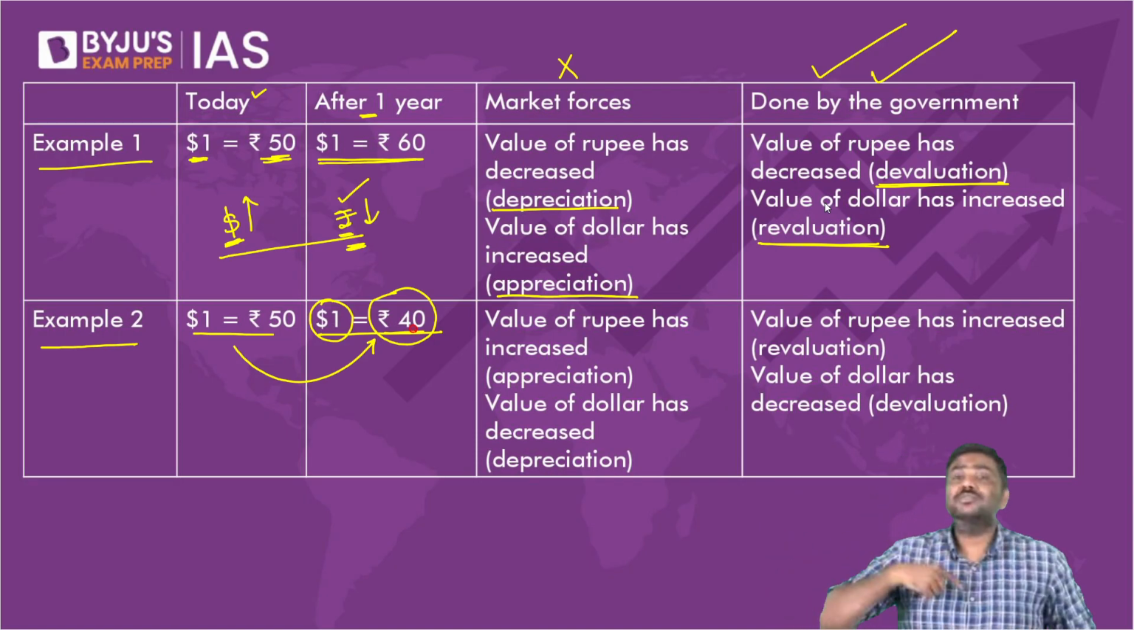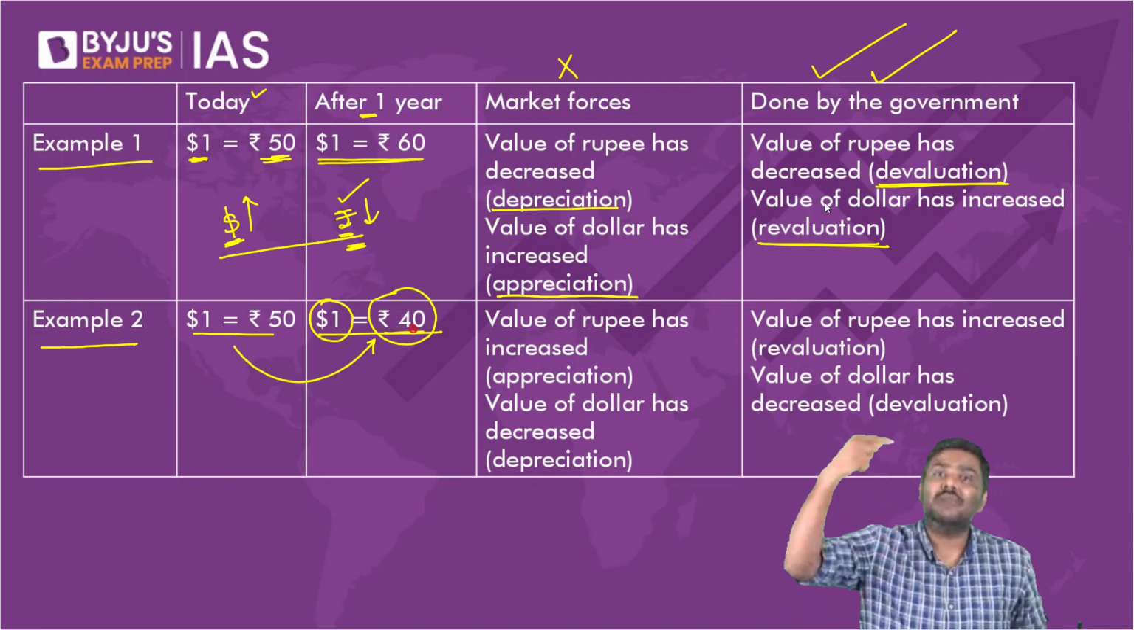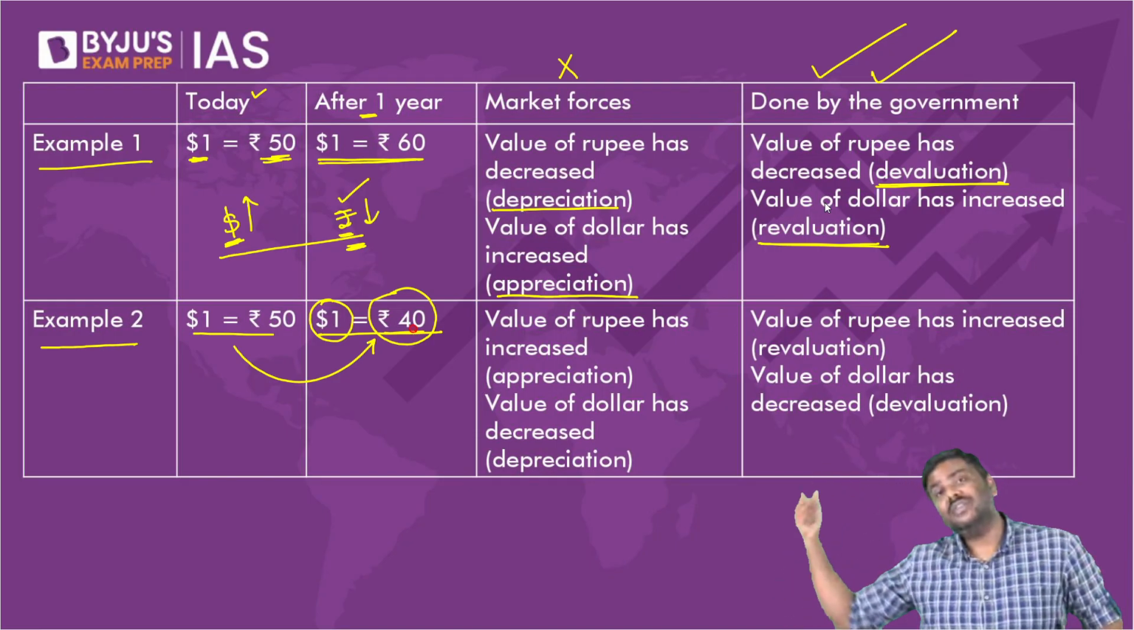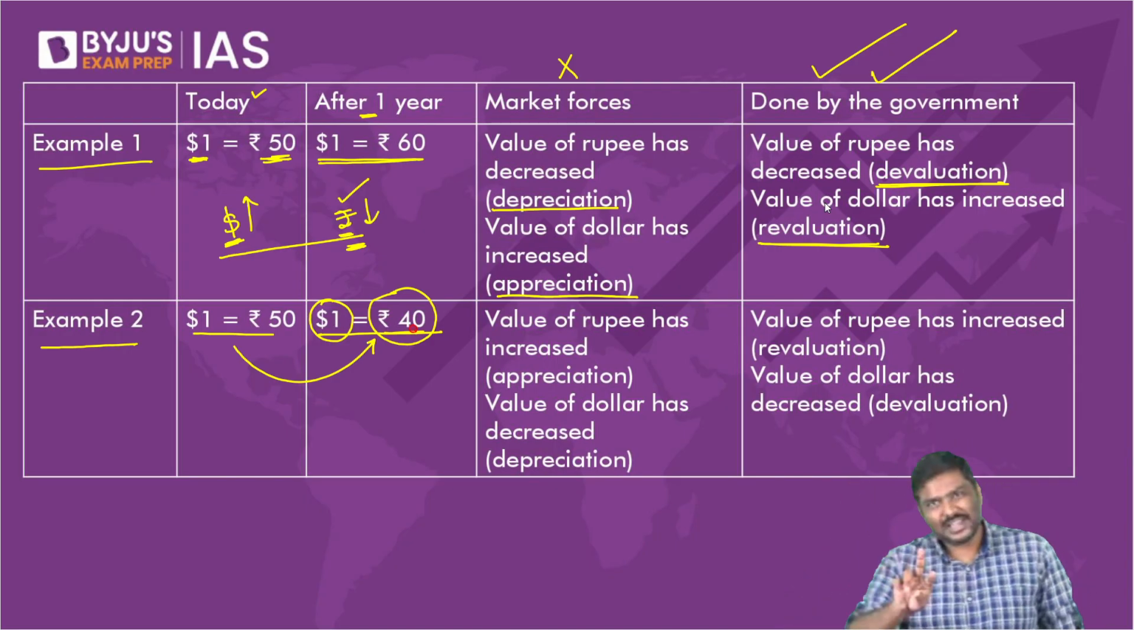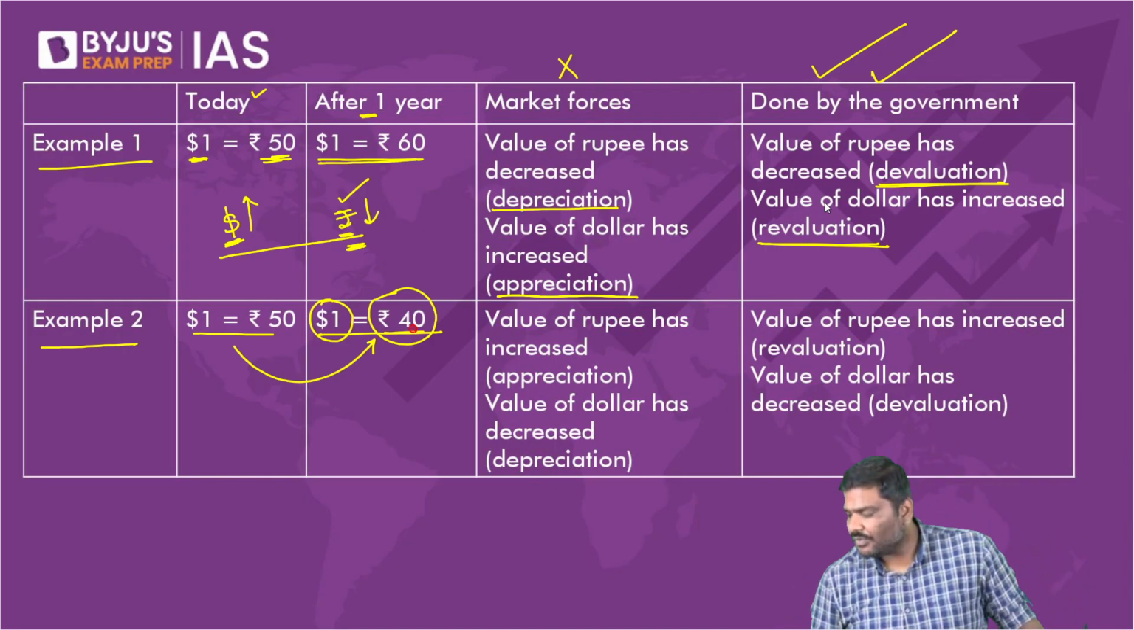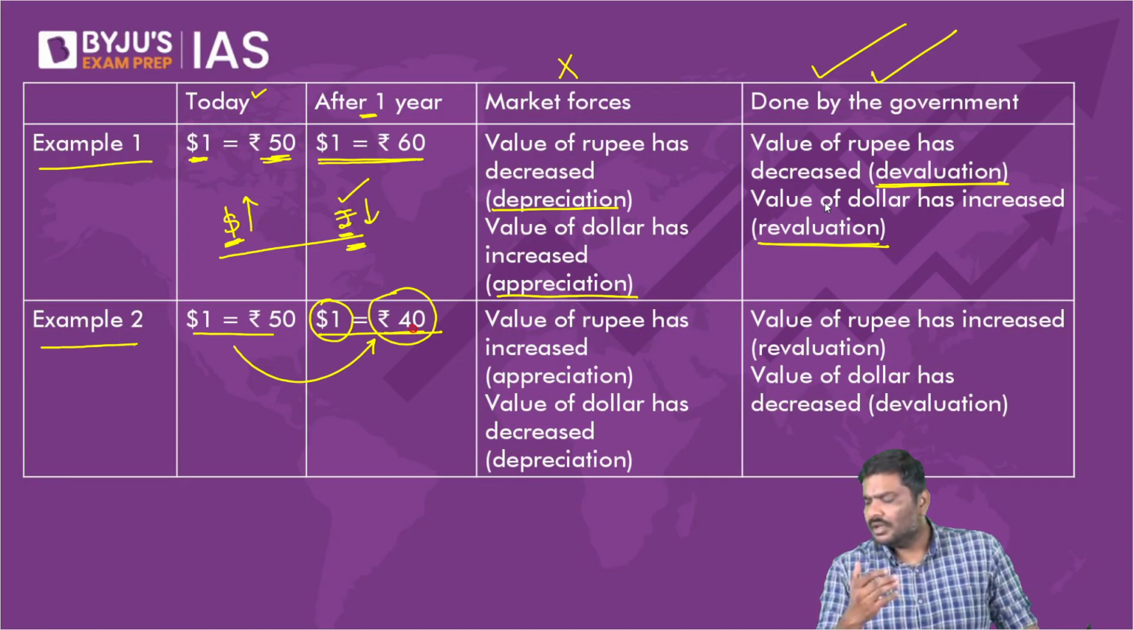If it is because of the market, we use the term appreciation. If it is because of the government, we use the term revaluation. That is basically the argument. Can we go forward now? What is the impact of fixed exchange rate on the economy?